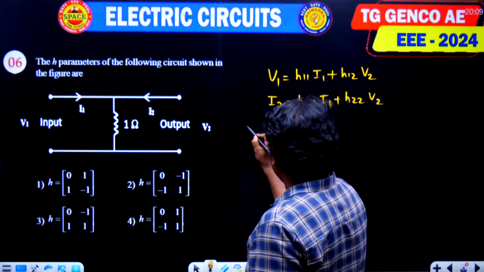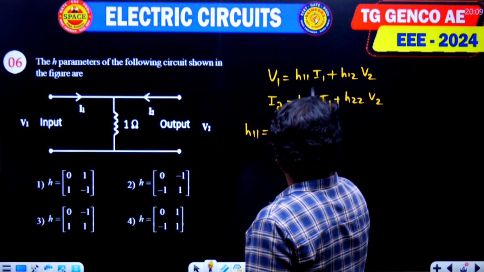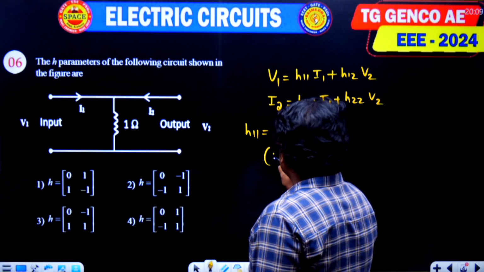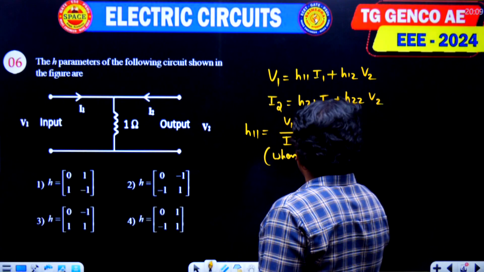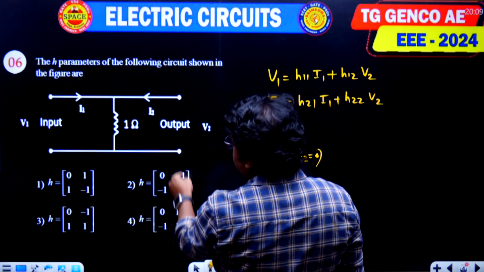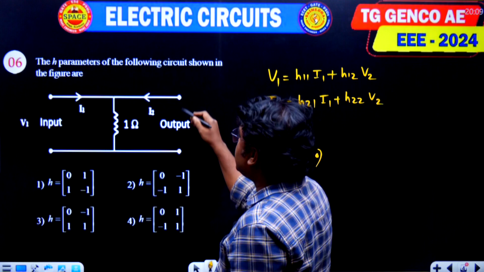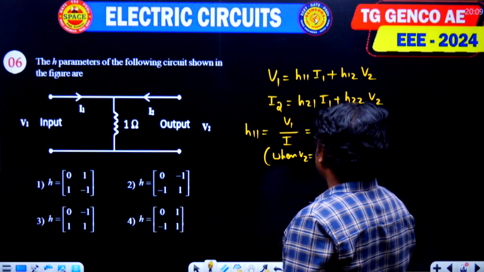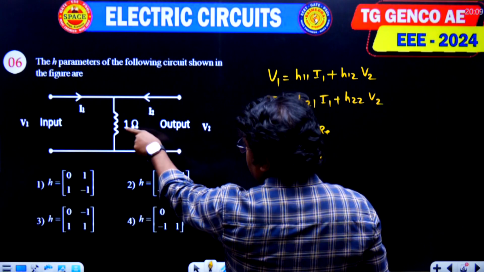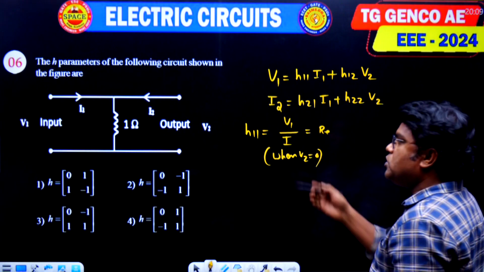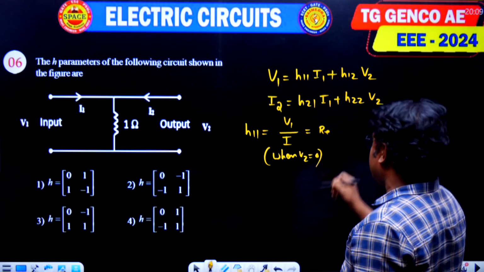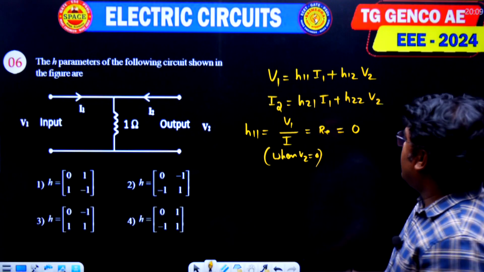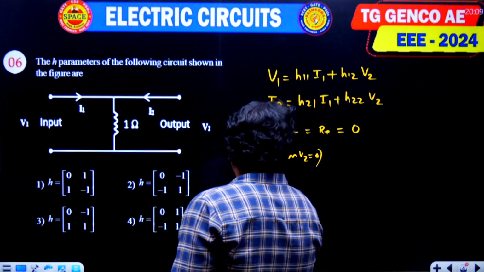To find H11, H11 is equal to V1 by I1 when V2 is equal to 0. V2 equal to 0 means it is shorted. When it is shorted, what is the resistance value? V by I is nothing but resistance, so now we need to find the resistance value. This value is equal to 0. These two branches will become parallel, so 0 in parallel with something will become 0. So now H11 parameter is equal to 0. And next, H12 is required.